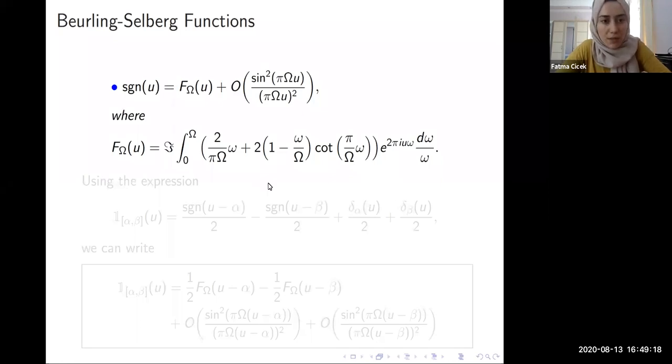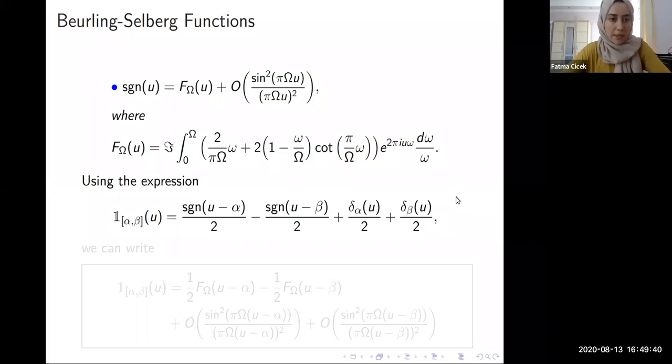When you look at this f_omega, it's given by this complicated-looking integral, but the important part is having this hidden u here, e^(2πiuω). So when you sum this over some u, you will have the Fourier transform appearing here.